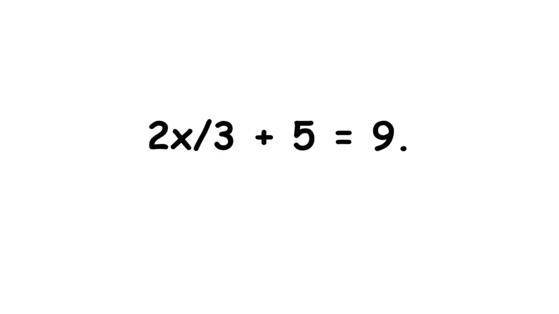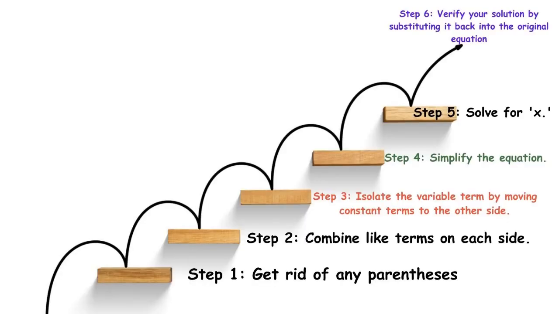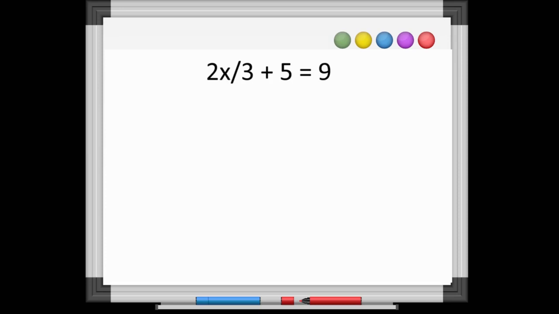Let's try one final example. Example 3: (2x)/3 + 5 = 9. Follow our step-by-step solving process. Step 1. No parentheses, so we move on. Step 2. Combine like terms. (2x)/3 = 9 - 5.